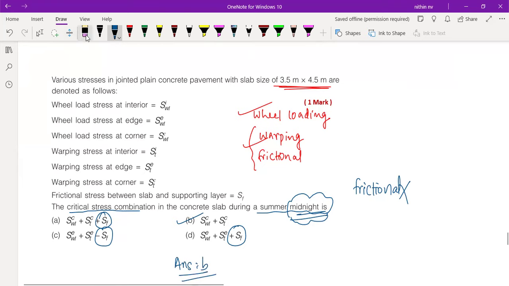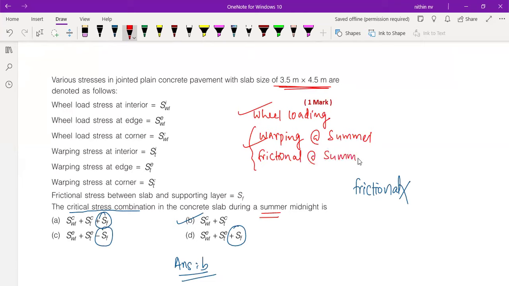But still, just look at the data they have given in the question. We know in summer, whenever we are taking the data of temperature stresses, we need to take the values at summer, right? Warping stresses during summer. Similarly, frictional stresses during summer. So this data we need to consider first of all, right?